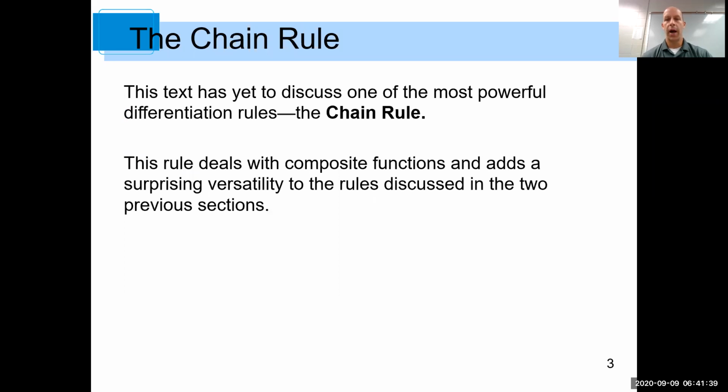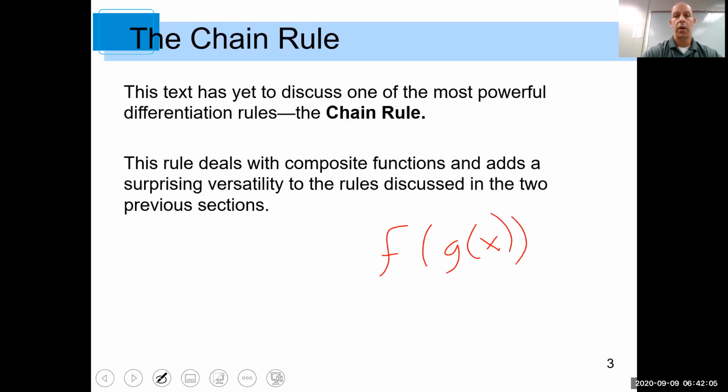So far, we haven't got to the chain rule, but we've actually been using it, and you probably didn't even realize it. This rule deals with the composition of functions and adds a surprising versatility to the rules we've discussed in the previous two sections. So remember, a composition of functions might be something like f of g of x. You also sometimes see it written like this. This would be a composition of functions. Hopefully you remember that from Algebra 2 and in pre-calc.